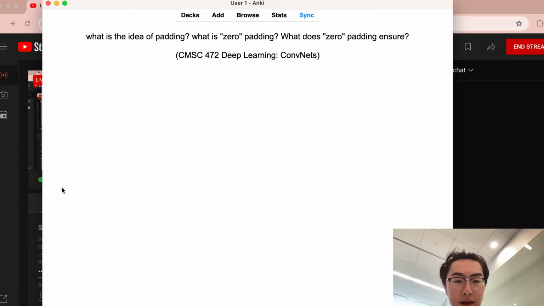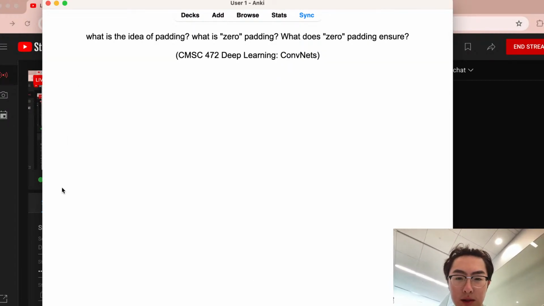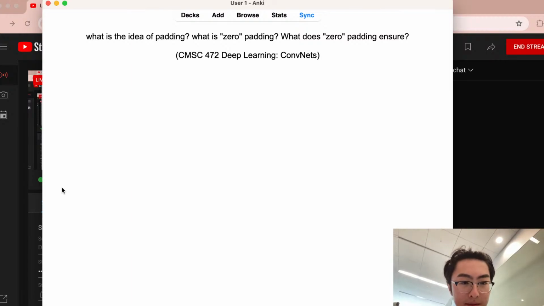What is the idea of padding? What is zero padding? And what does zero padding ensure? Okay, padding, really all it is, you're just adding more pixels to an image. Zero padding, I think what it does is it takes the center of your filter and then applies that center to all pixels of the image itself. And so what does it ensure? It ensures that your input is going to be the same exact dimension as your feature map, which is your output.